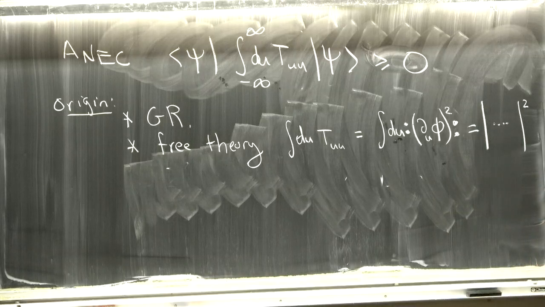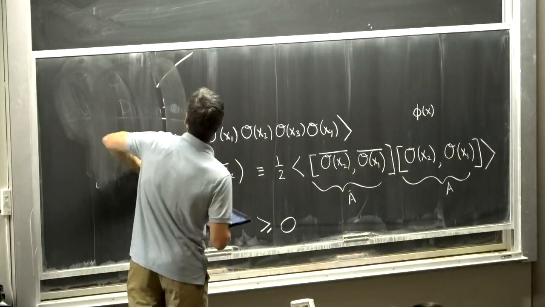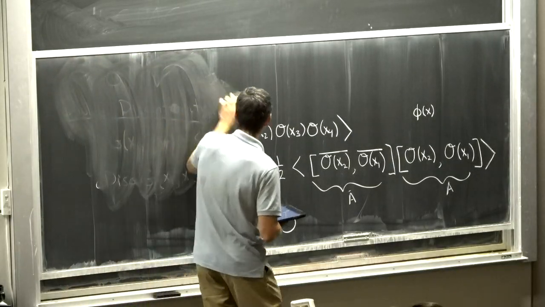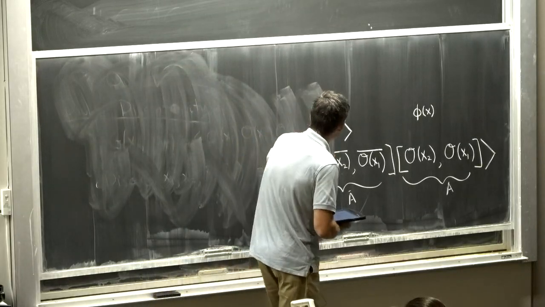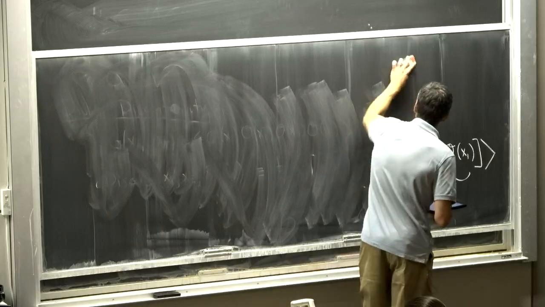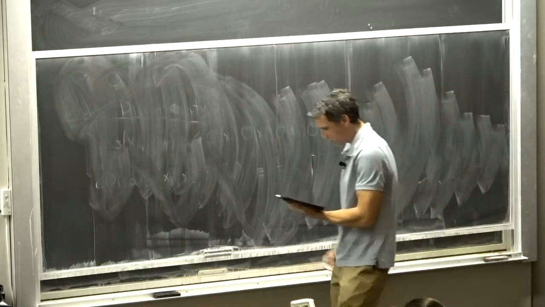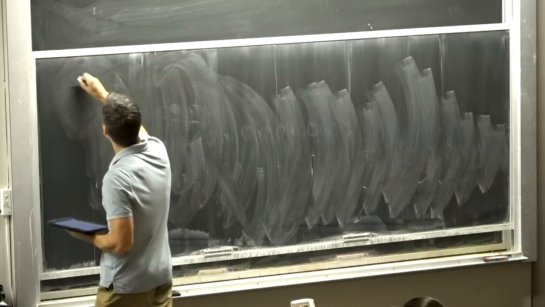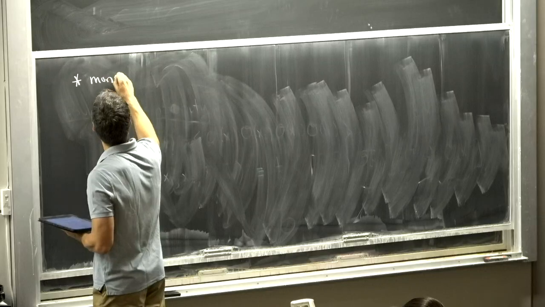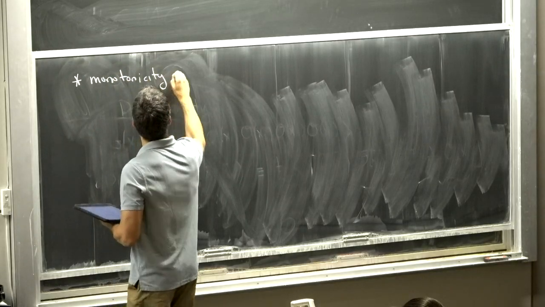In interacting theories, it was also proved in the 90s for interacting two-dimensional conformal field theories. As far as interacting theories above 2 dimensions, the first derivation of this came from quantum information, monotonicity of relative entropy.